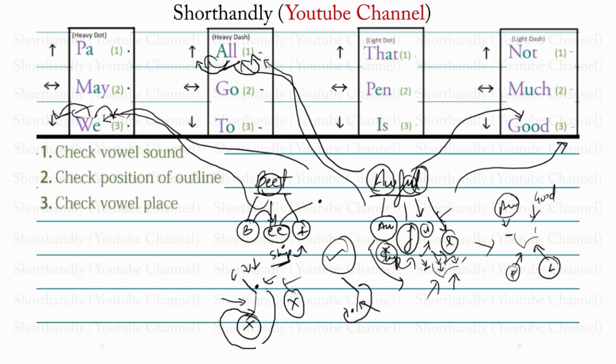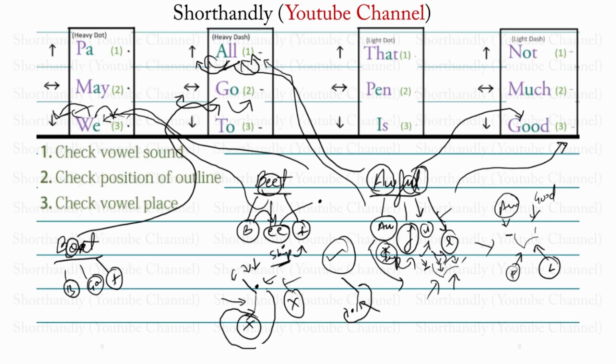Suppose we have a word called boat. The first vowel sound is O, because if you pronounce it, it goes like boat, so the first vowel sound is O, which is same as in go. The go vowel has the position of the outline on the line and the vowel is on the second place. So now let's break it. First of all, we have this B, then we have this O vowel, or you can say go vowel, then you finally have this T, and this A is silent because we just get the sound of B, O and T. So we won't be taking the A here.